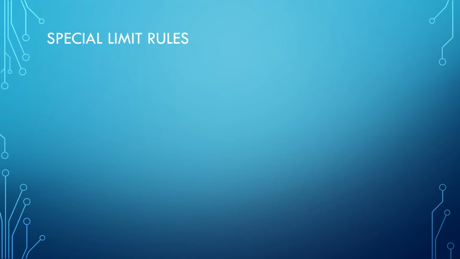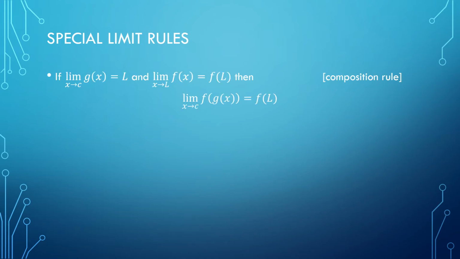In addition to the arithmetic operations, there are some special limit rules involving some other ways that we can play around with functions. So the first one is the composition rule. If you have a function g with a known limit, so g approaches L as x approaches c, and you have another function f which is continuous at L. So remember, I mentioned that briefly in a previous lecture. Continuous means that as x approaches L, f of x approaches f of L.